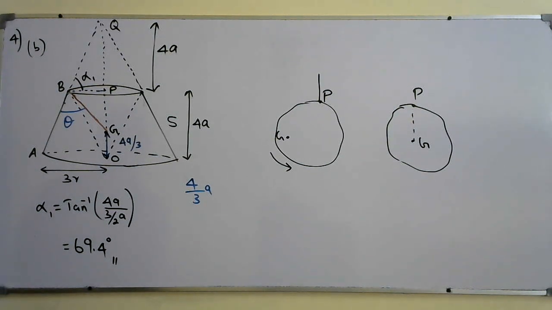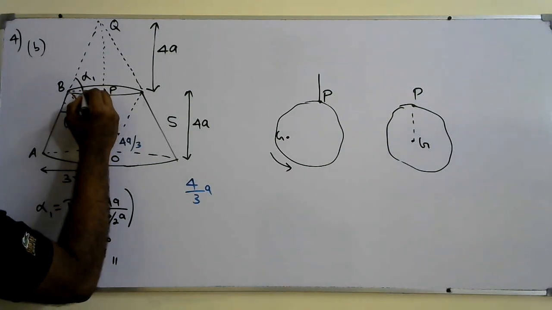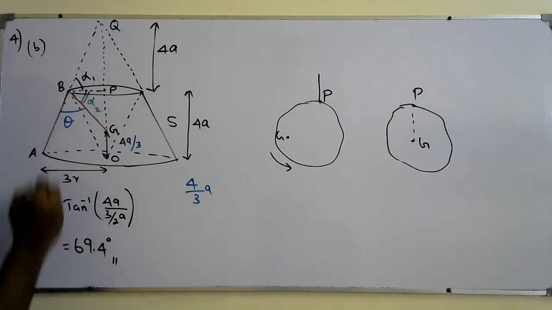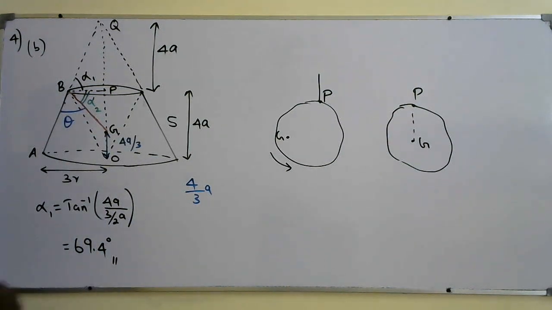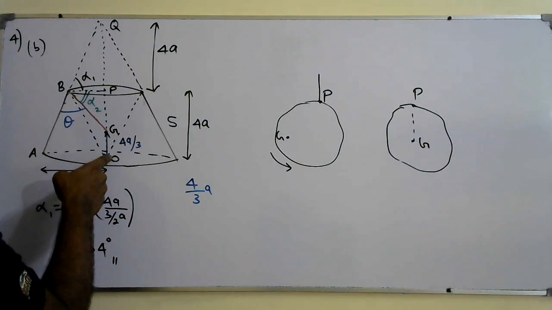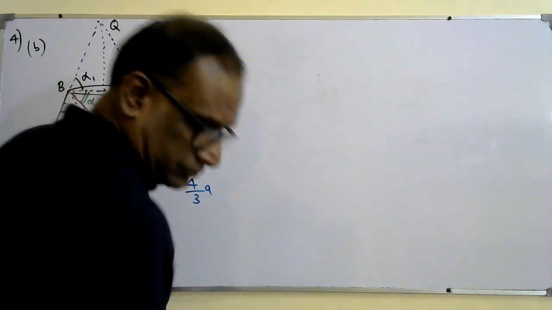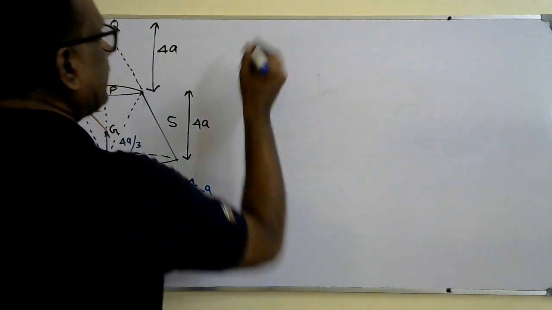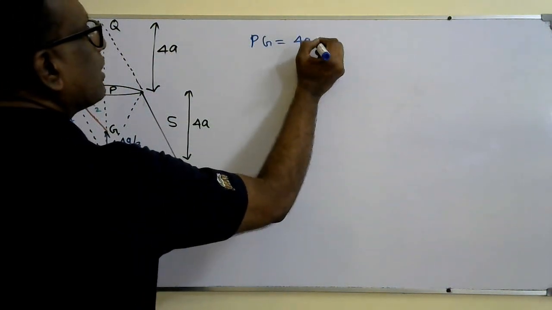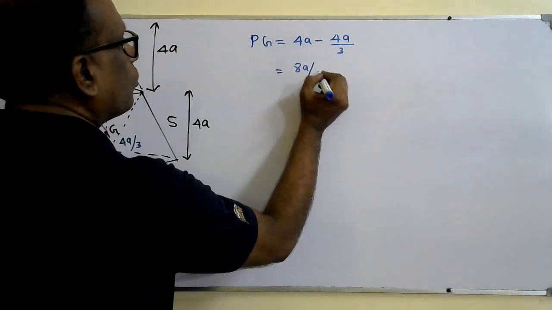Okay, so I know the alpha 1. Can we find this angle alpha 2 by considering the triangle BPG? In the triangle BPG, is it possible to find the angle alpha 2? Yes, we know PG. This height is 4A, this height is 4A by 3. So PG we can find it. So the length PG is equal to 4A minus 4A by 3. That's going to be 8A over 3.